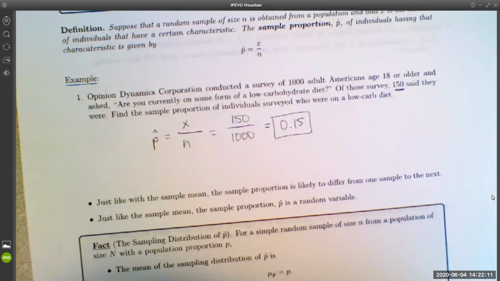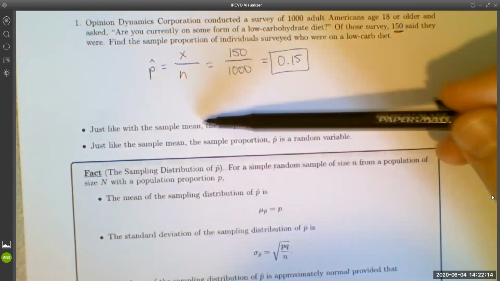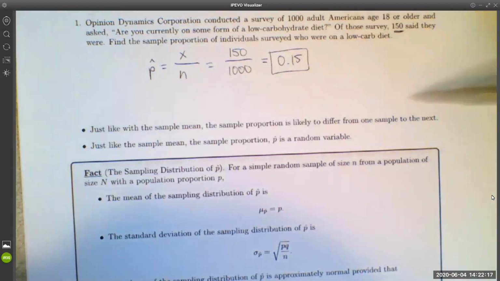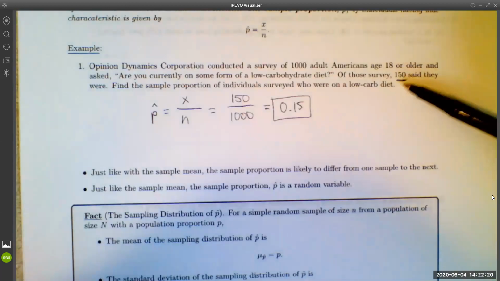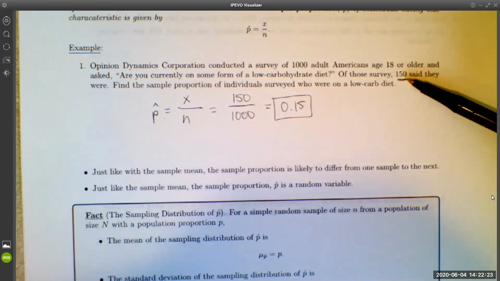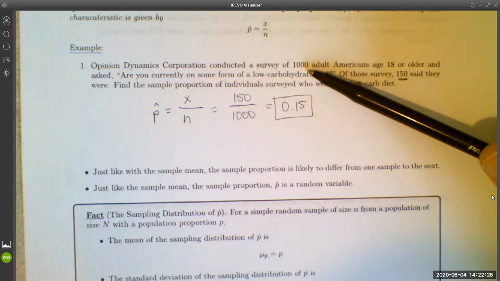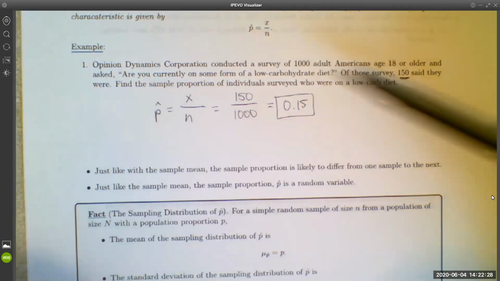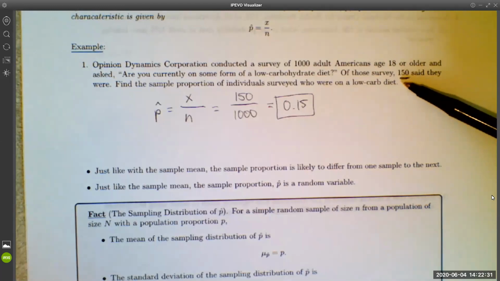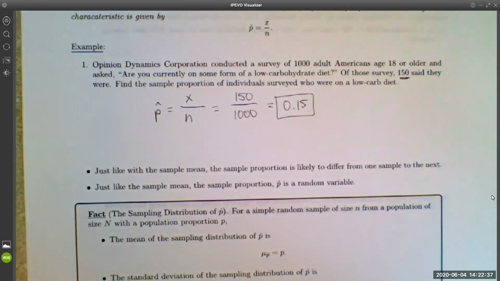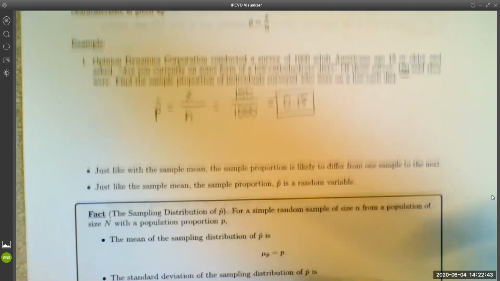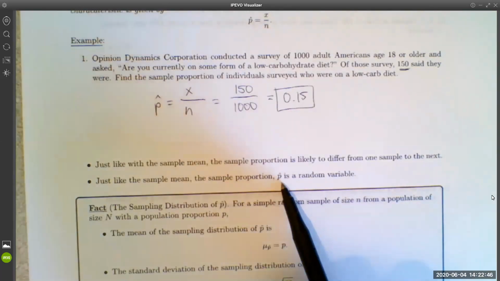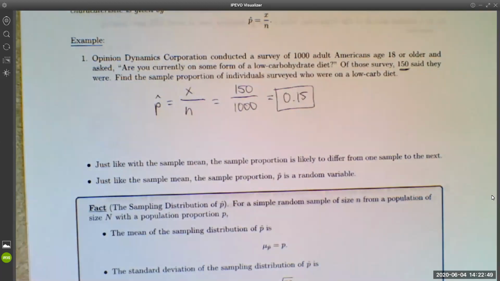Now, just like with the sample mean, the sample proportion is likely to differ from one sample to the next, right? In this particular sample, 150 people said that they were on a low-carb diet, but if you went out and surveyed a different set of 1,000 people, you might get a different number here. You might get 149 or maybe 152 or something like that. So p hat is not going to be the same from one sample to the next. It's probably going to be different for each sample that you look at. So just like the sample mean, we can treat the sample proportion p hat like a random variable, in which case we would like to get a handle on its shape, center, and spread.